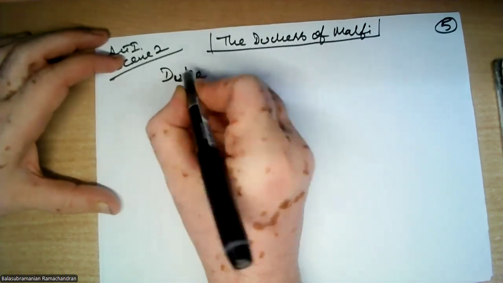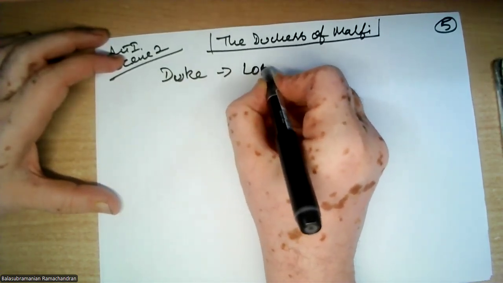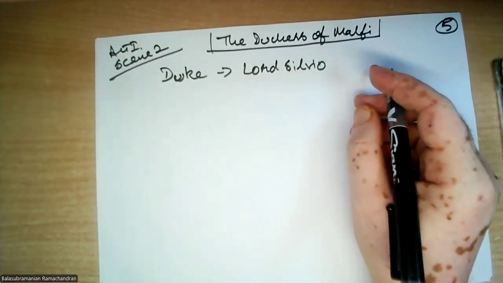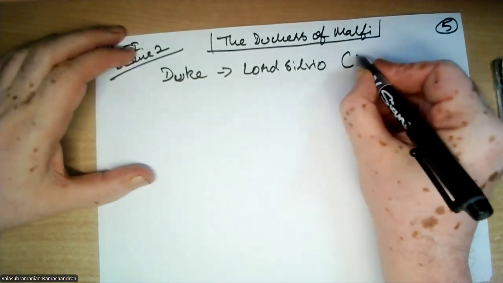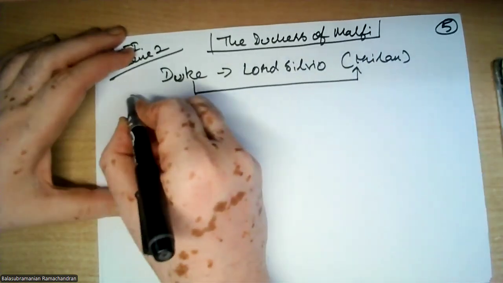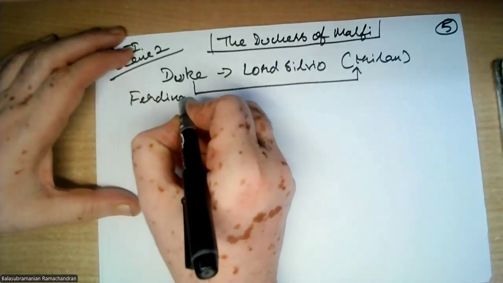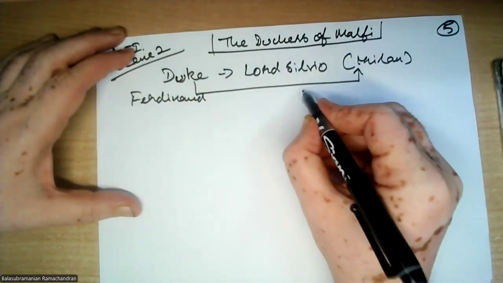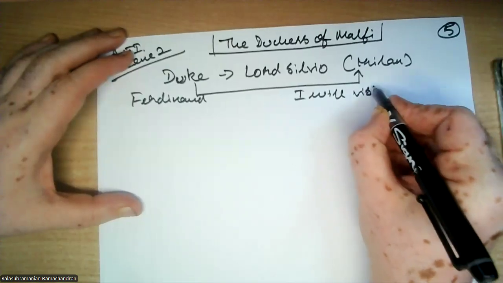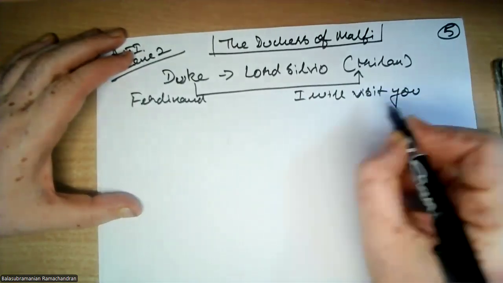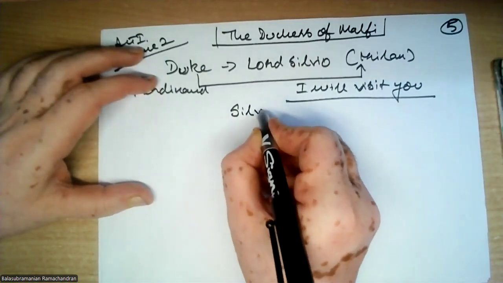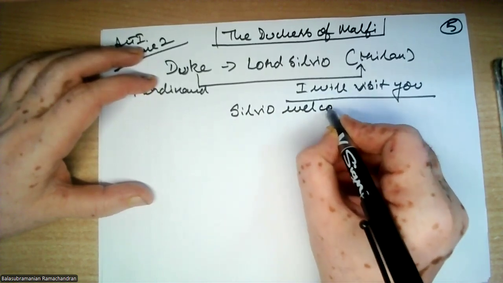The subject moves on to something else, and the Duke addresses Lord Silvio, and he says, I will be visiting you, Lord Silvio, in Milan. So Lord Silvio is from Milan, and he says, I'll come and visit you. Duke Ferdinand says, I will visit you, and Silvio welcomes him. Silvio says, sir, you are always welcome.